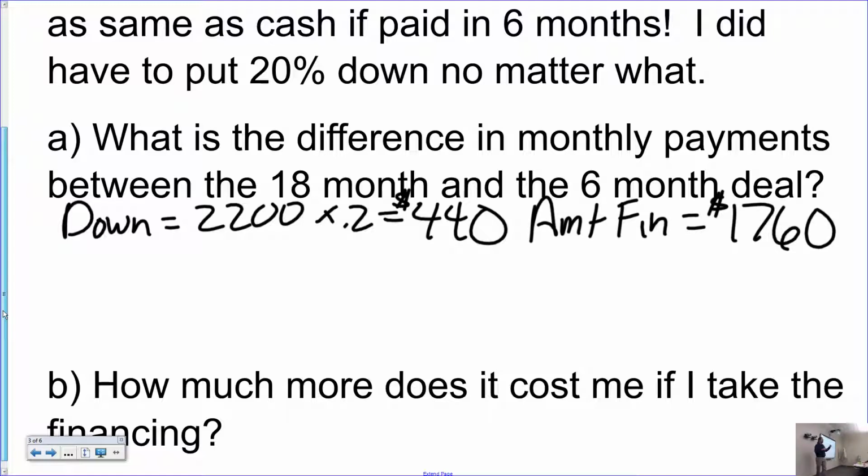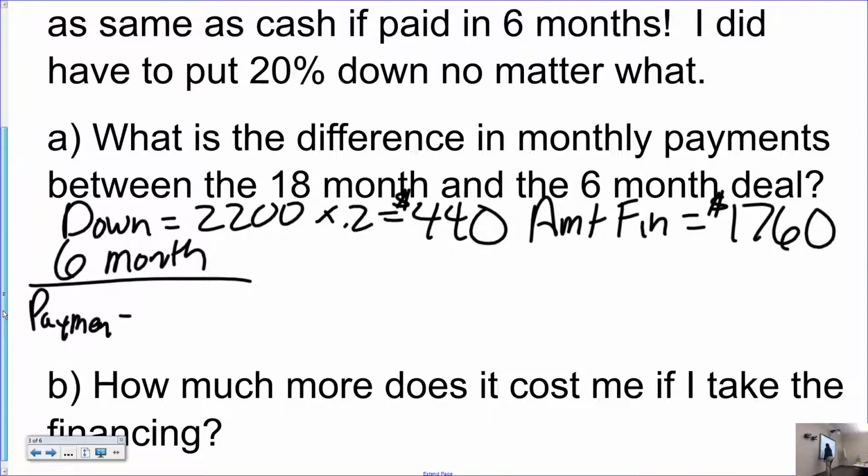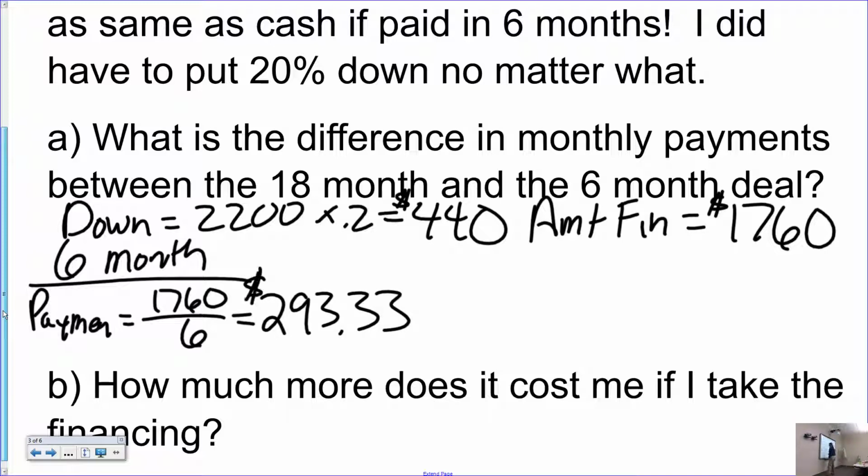$1,760. So how are you going to spread that amount of money over 6 months? Divide by 6. Nice, simple, straightforward, right? So the 6-month payment, $1,760 over 6. How much is that going to be? $293.33. It'd be nice if you could pay the 3 repeating, but it's money. You got to run to the penny. That's the way it works, right?